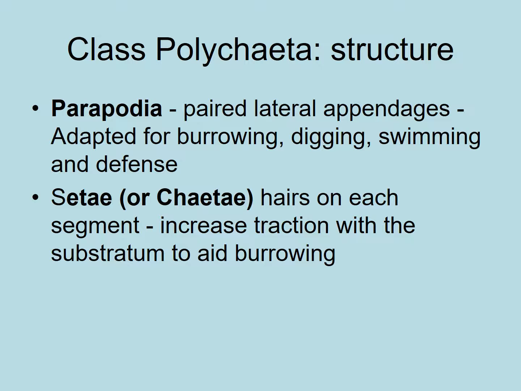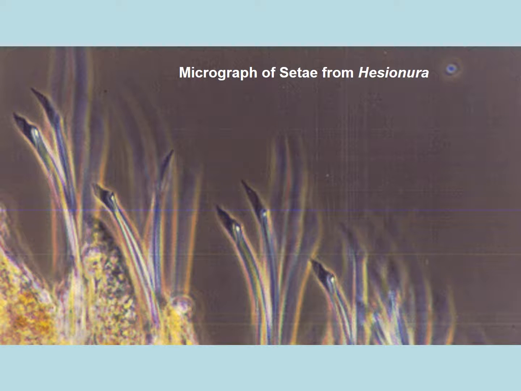Parapodia, as we've discussed, are paired lateral appendages adapted in many different ways, each with the setae on the end of them. And here you can see a micrograph, which is just a picture taken through a microscope, of the setae on the end of the parapodia, which are adapted for burrowing. And look at the way these things could get a nice grip into the substrate.